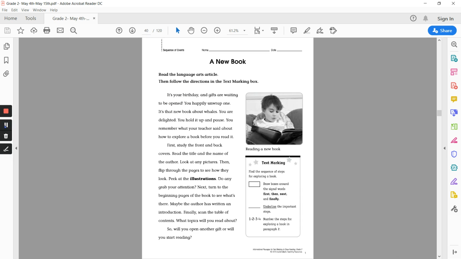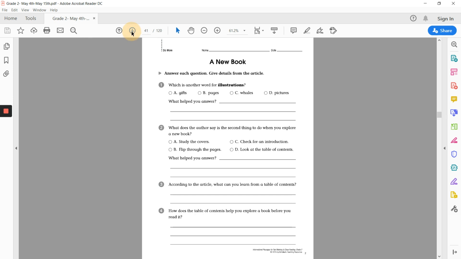After you finish that assignment, you'll have some additional practice with this article called The New Book. You're also going to practice marking up this text. Draw boxes around the signal words, underline the important steps, and number the steps for exploring a book in paragraph 2. After you've completed marking up this text, answer each question using details from the article.